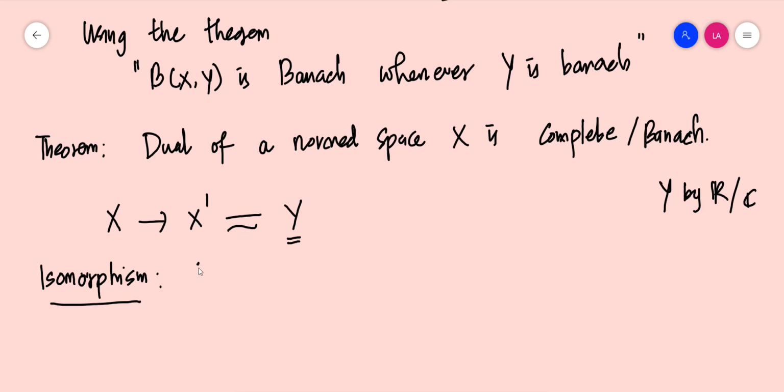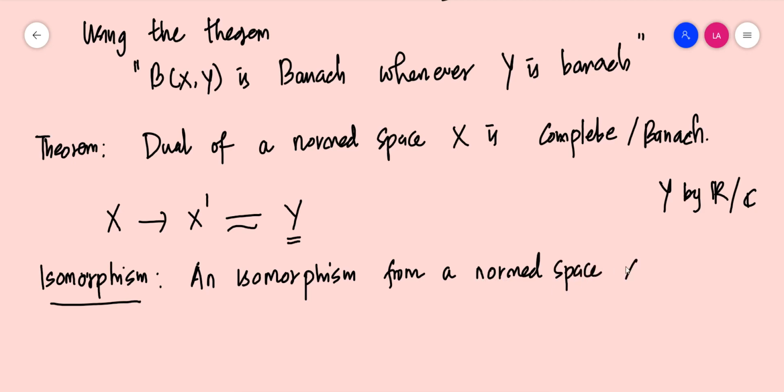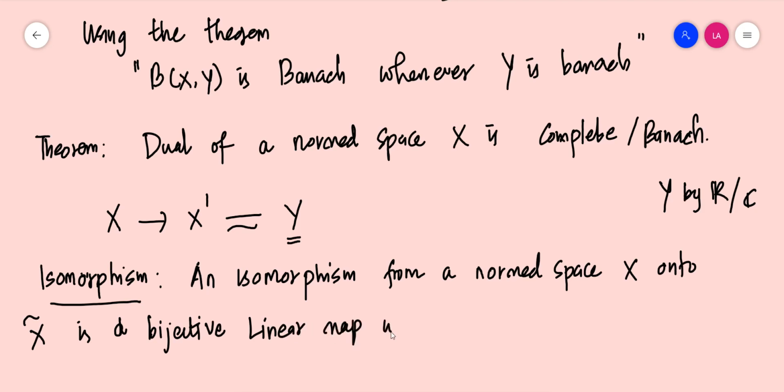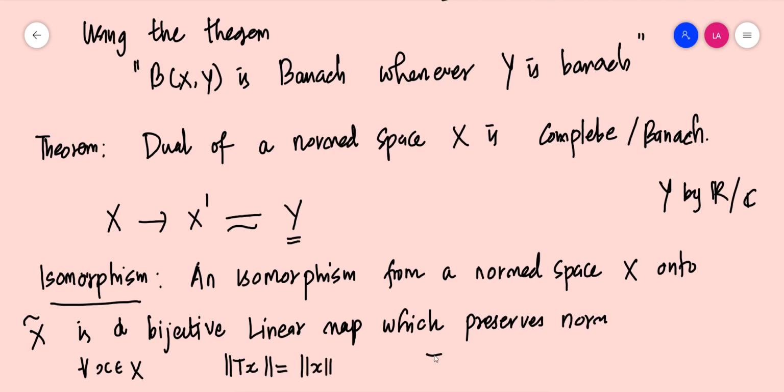An isomorphism from a normed space X onto another normed space X tilde is a bijective linear map which preserves norm, which means that for all x in capital X, the norm of Tx should be equal to the norm of x, where T is the bijective linear map which we have defined from X to X tilde.